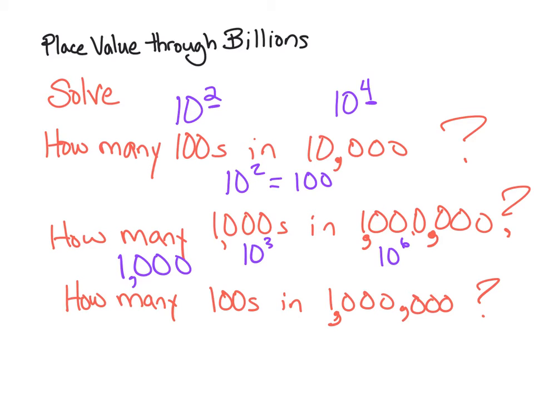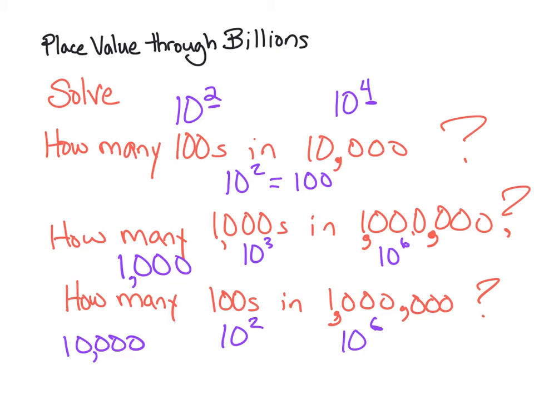So how many 100s are in a million? Well, 100 is the same as 10 to the second. And a million, of course, is 10 to the sixth. The difference in the exponents is 4, which means our answer would be a 1 with 1, 2, 3, 4 zeros. So how many 100s are in a million? That would be 10,000.